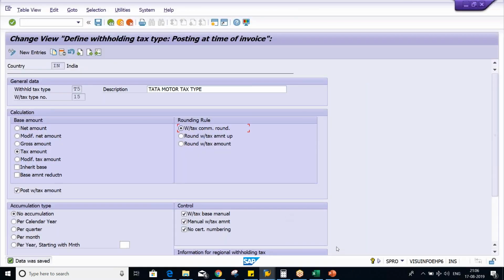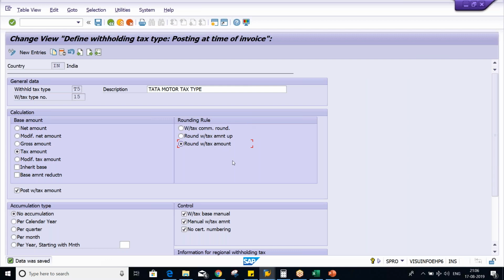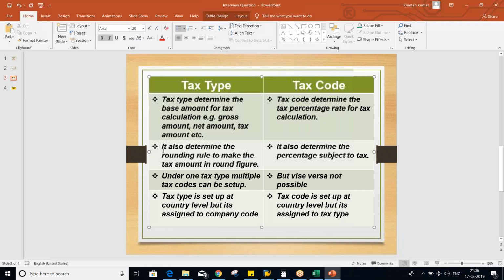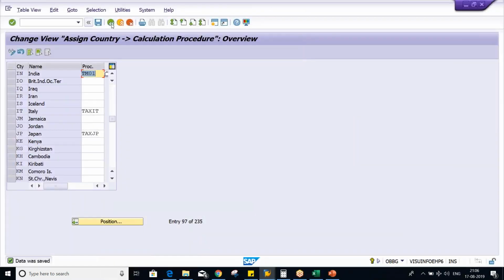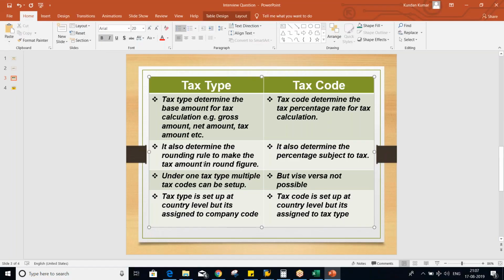And again, the same thing here, round up in the sense amount up means whether it is this much 0.1 or 0.99, in every case, system is going to add 1, and vice versa for amount down. So this rounding rule is also going to be determined by what, guys? It also determines the rounding rule to make the tax amount in round figure, right? Let me go back from this one. Okay, so now the second one is tax type determines the rounding rule to make the tax amount in round figure. Now, what about the tax code, guys?